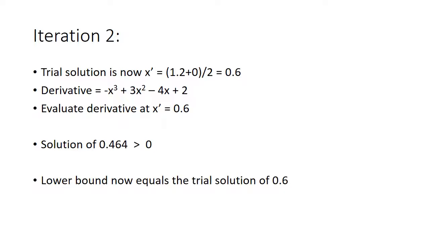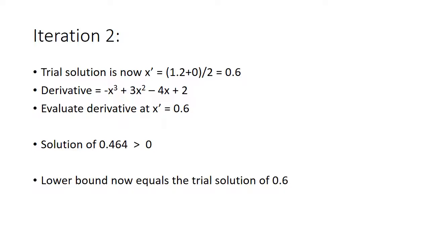So because our stopping rule did not apply in the last iteration, we move on to iteration 2. Here, the trial solution is now 0.6. And we got this by taking the average of the upper and lower bounds, which, as a reminder, the upper bound was 1.2. We changed that in the last iteration, and the lower bound is still 0. And the average of those is 0.6.